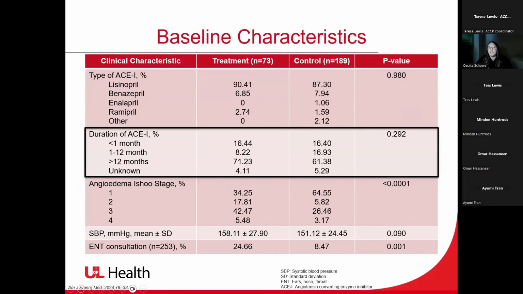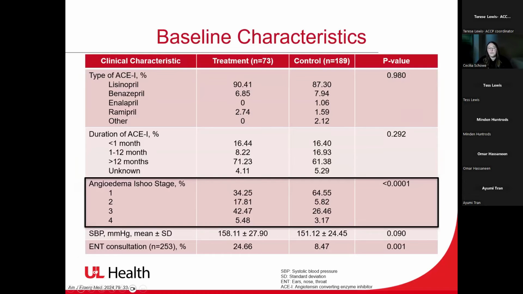And then you can see duration of ACE inhibitor use. Most patients had been on this for longer than 12 months. So this wasn't patients who just started it and got angioedema right away. It can really be with any time frame. Kind of the biggest difference between groups and what led them to doing their subgroup analyses was this difference in angioedema ISO stage between groups. So you can see in our control group, about 2/3 of patients were in that stage 1, so very mild cases. Whereas in our treatment group, you can see a majority of our patients are in that stage 3, even stage 2 category, correlating with more severity.